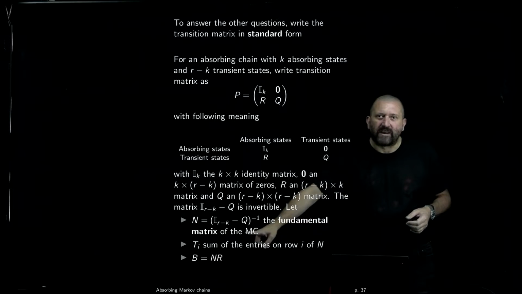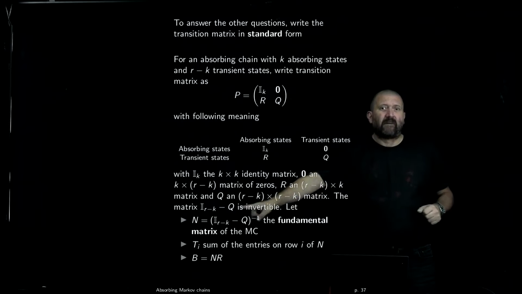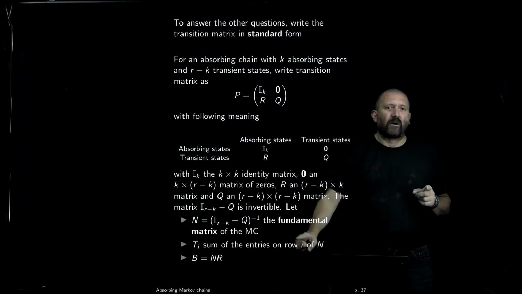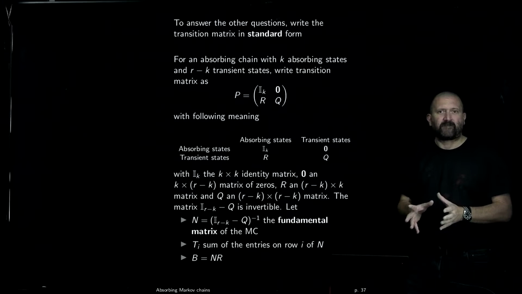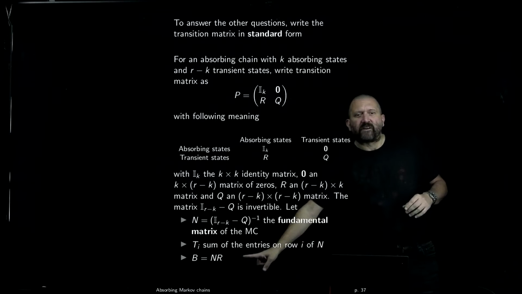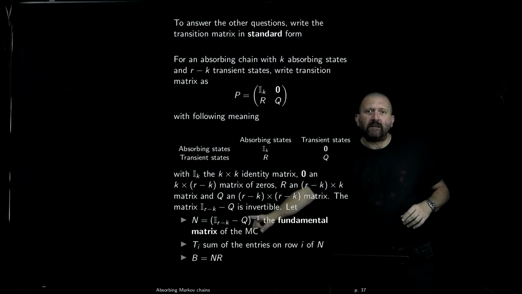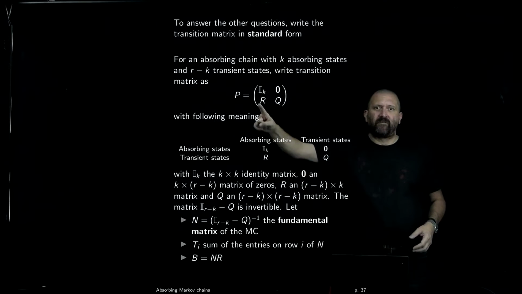Then we also create Ti, which is going to be a vector whose ith component is the sum of the entries on the ith row of this fundamental matrix. And finally, we are going to create the matrix B by taking the product of N, that fundamental matrix, times this term here.